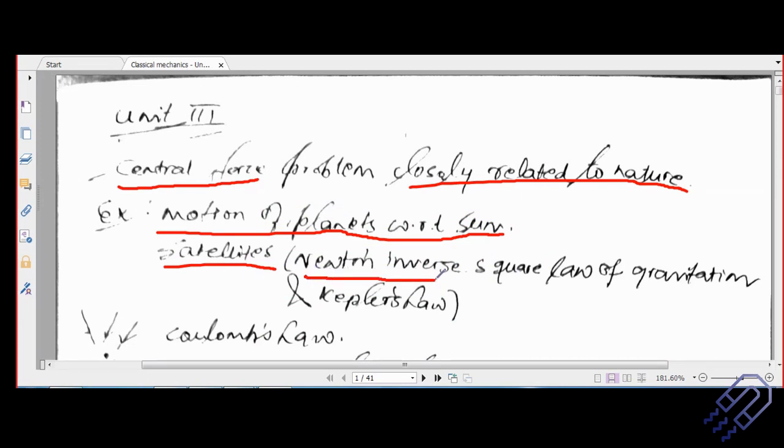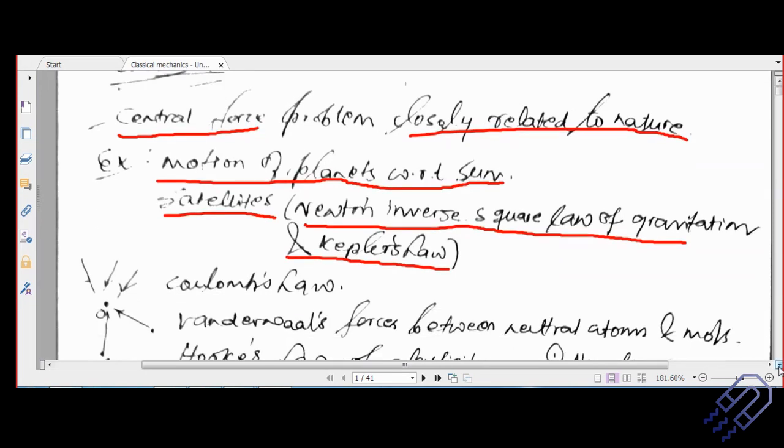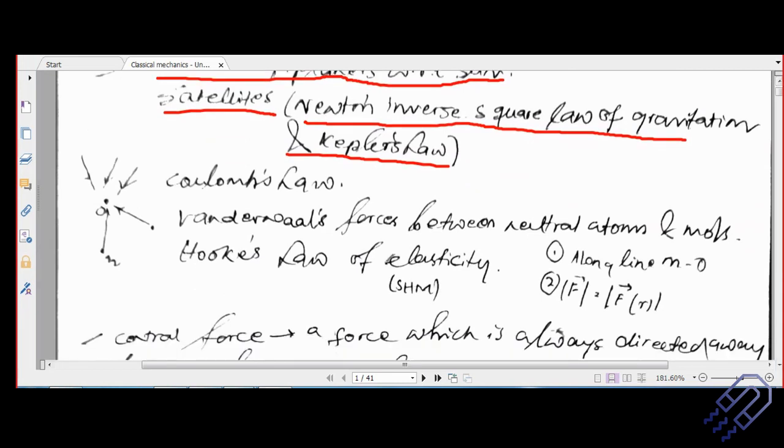So here is Newton's inverse square law of gravitation, and of course Kepler's law, as I said. In the inverse square law of gravitation you have two masses, m1 and m2, divided by r square, multiplied by the gravitational constant. That's what central force is all about. We have a number of examples, and as I said, this is very closely related to nature. Even if we consider Coulomb's law and we are talking about charges, that again comes under the central force.